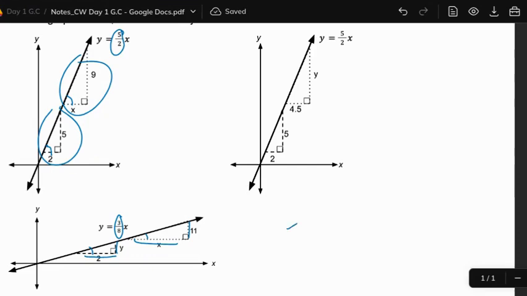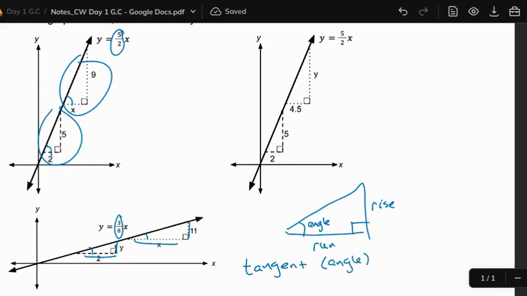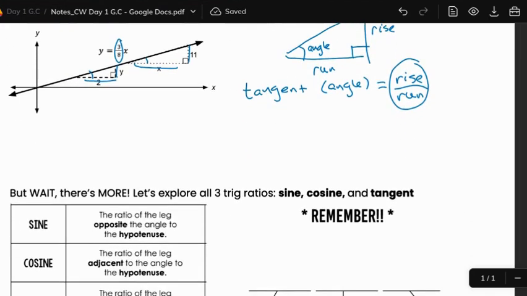So to simplify this, given any right triangle, if I have a given angle at the bottom here, the rise over run is going to be the same no matter what. This is called the tangent ratio. The tangent of any angle is always going to be the rise over run. This trig ratio, the rise over run, is called tangent.